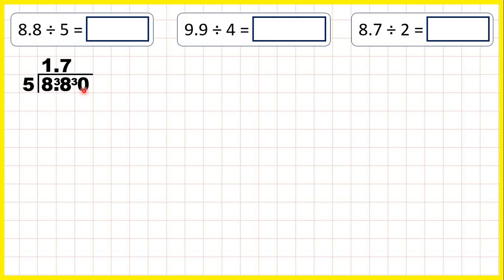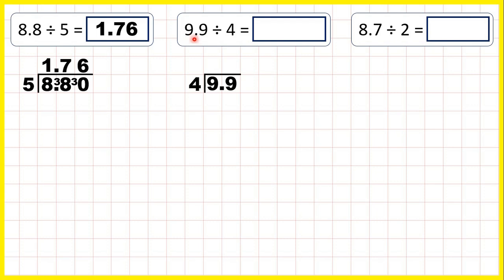But now, in our hundredths, we can divide 30 by 5, and that gives us 6, so our answer is 1.76. Even though there was only one decimal place in the dividend, because we got a remainder when we divided our tenths, we had to extend the dividend into the hundredths place.